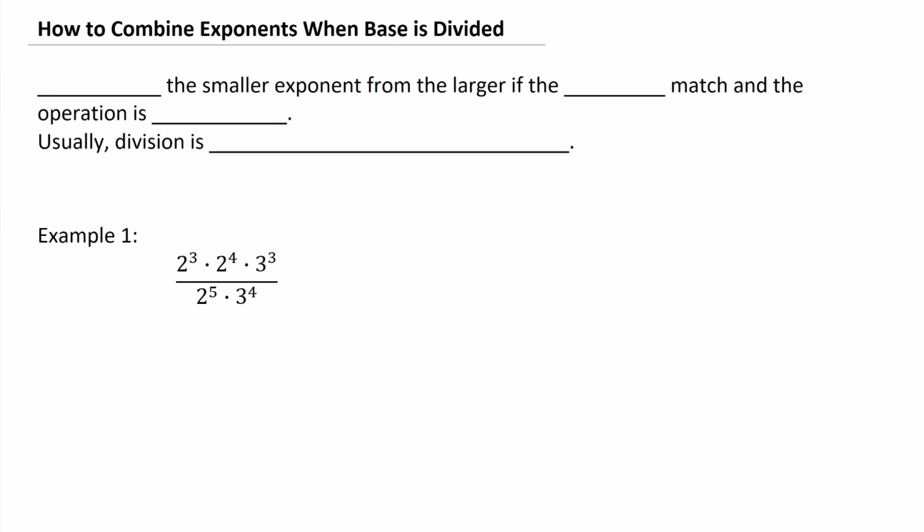In this video, we're going to learn how to combine exponents when the base is divided. Again, we have to make sure that it's the base divided, not the exponents. That would be weird. When we do this, we need to subtract the smaller exponent from the larger if the bases match and the operation is division. Usually division is implied with a fraction bar.